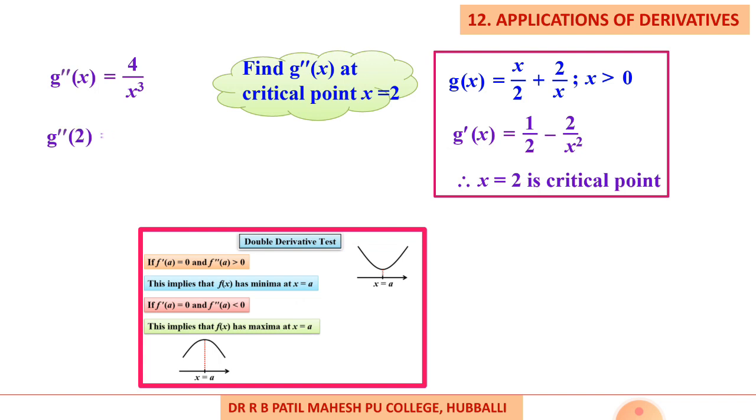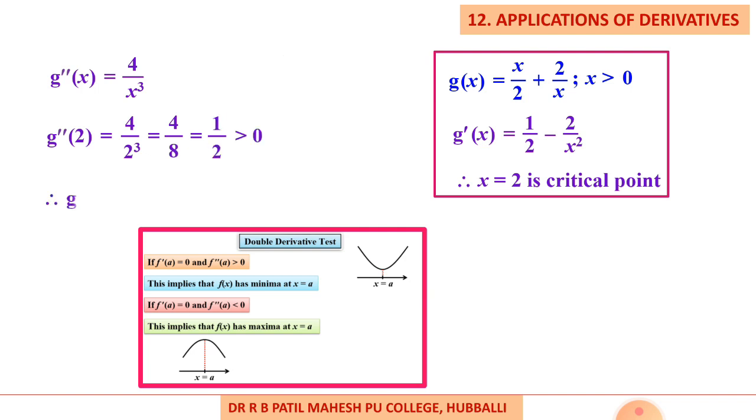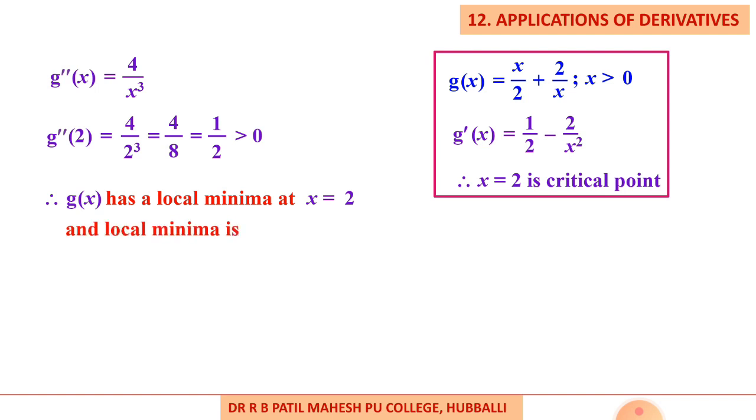Then g double dash of 2 equal to 4 divided by 2 raised to 3, that is 4 by 8, we will get plus 1 by 2, that is greater than 0. Therefore g of x has local minima at x equal to 2, and the local minimum value is g of 2 equal to 2 by 2 plus 2 by 2, that is plus 2.